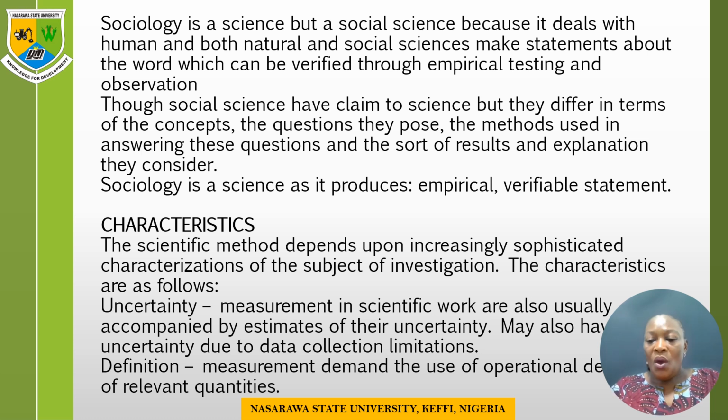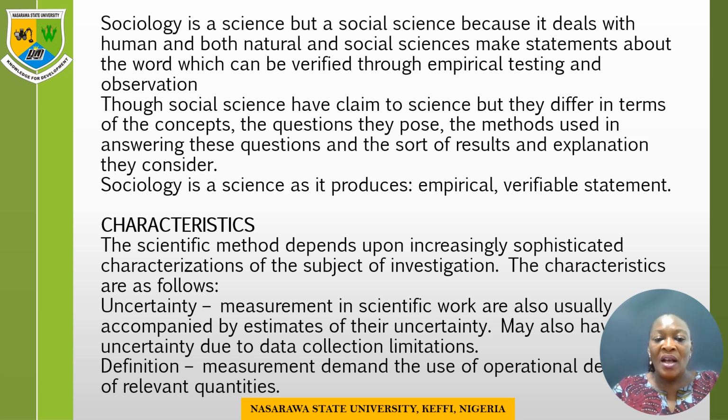Now, what are we saying? We are saying that in everything sociology does, because they are a science, every statement they make or every result at the end of the day should be empirical, should be verified, and of course it is prone to assessment again. Now we cannot talk about all those things without talking about what the characteristics of science are. Characteristics of science come in different ways. Scientific method depends on increasingly sophisticated characterization of the subject of investigation.